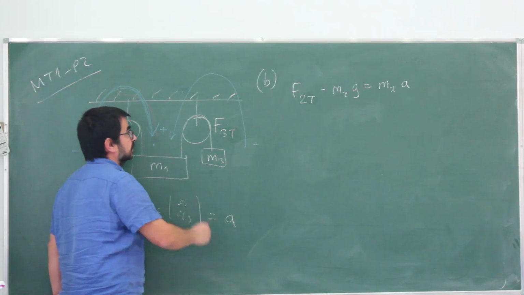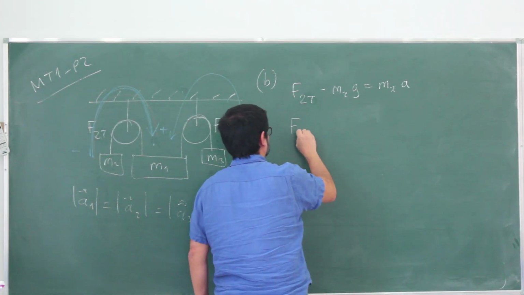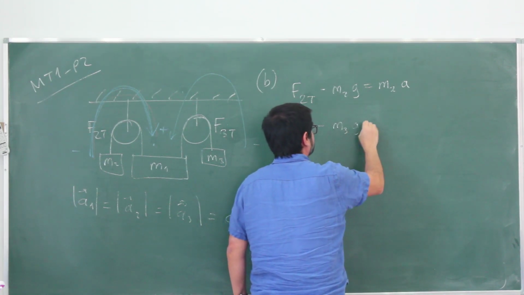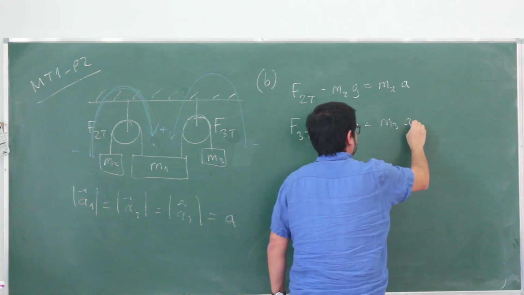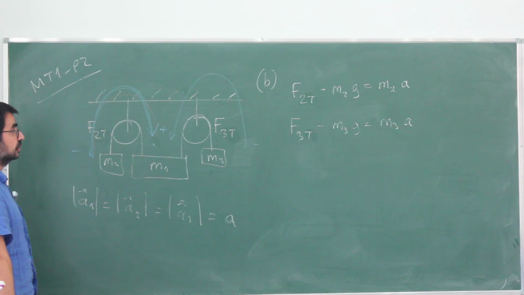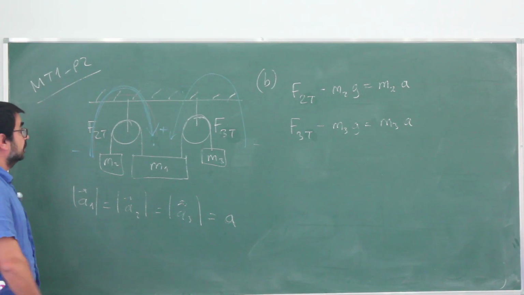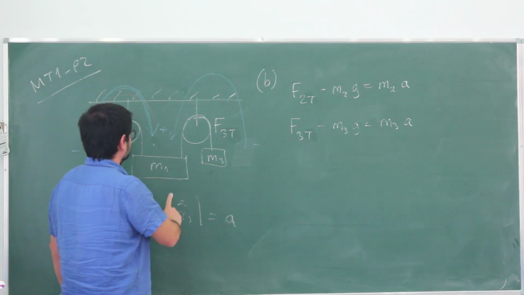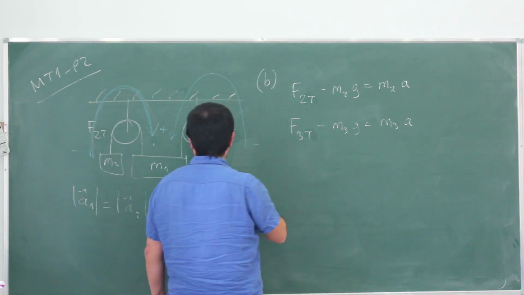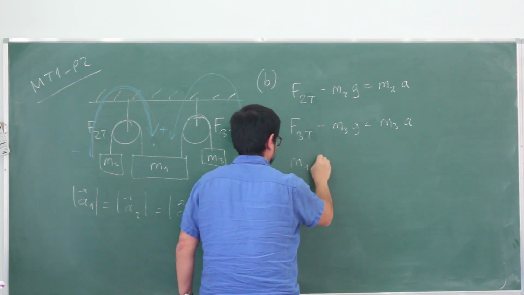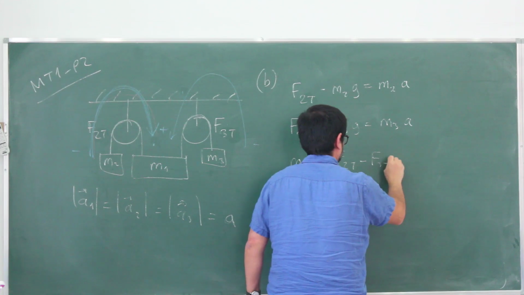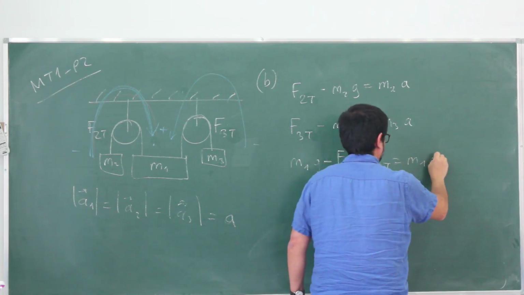For this one, we write something very, very similar. So let's first write that one down. F3T minus M3G is M3A. That A is the magnitude of the acceleration. It's common for all of them. And then for this one, the tensions are up, but for this, down is positive. So M1G, this is positive, minus F2T minus F3T is going to be M1A.